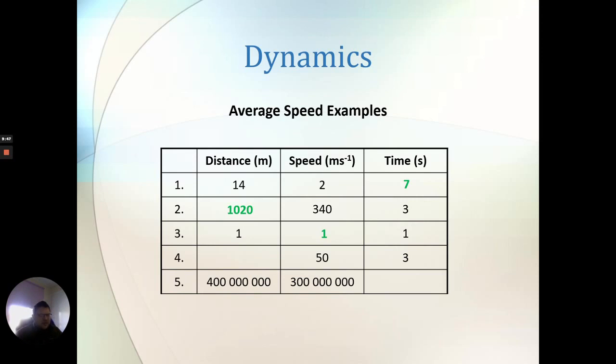Okay, then we've got distance equals speed times time again, so that means that 50 times 3 is 150 metres. And this last one we're dealing with the speed of light, which is 300 million metres per second, and the distance is 400 million metres. Incidentally, that is the actual distance from the Earth to the Moon. So this tells us how long it takes for light to get from Earth to the Moon or from the Moon to Earth, which comes out as about 1 1/3 seconds.